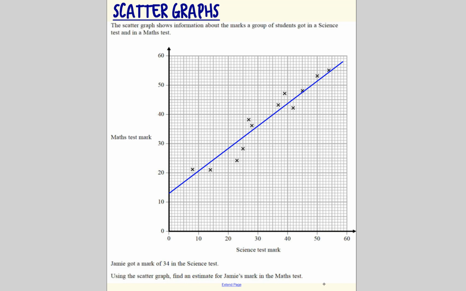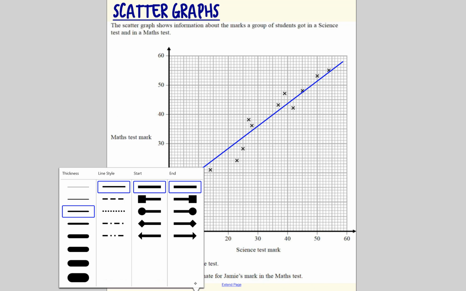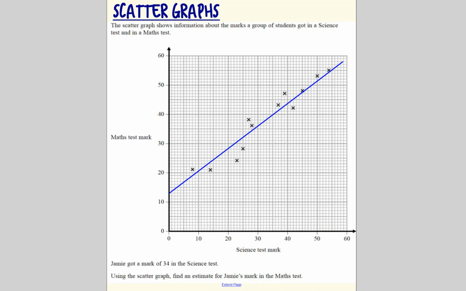I'm not trying to hit as many points as possible. I'm just trying to make sure that all of the points are as close to the line as I can get them with a single straight line. So I'm pretty happy with where that is now. Let's go back to the pen, sorry. And you should always do that at the start of a scatter graph question. If the points are really all over the place, then you can't draw a line of best fit, but that's very, very unlikely to come up.